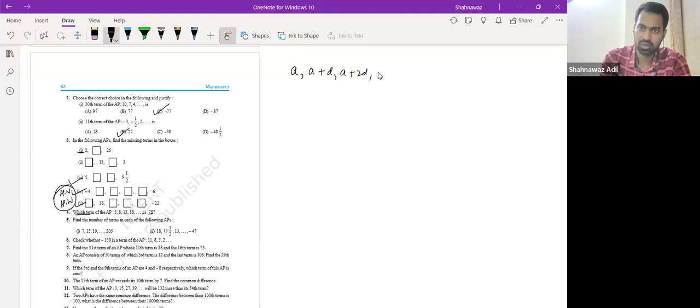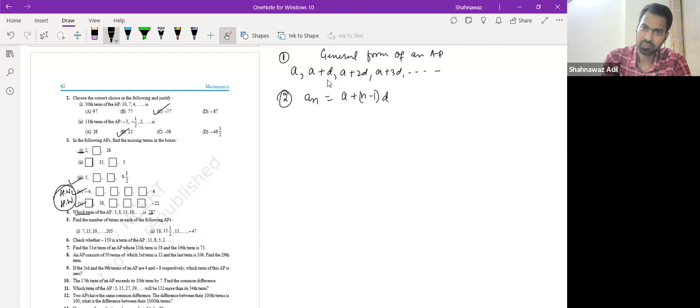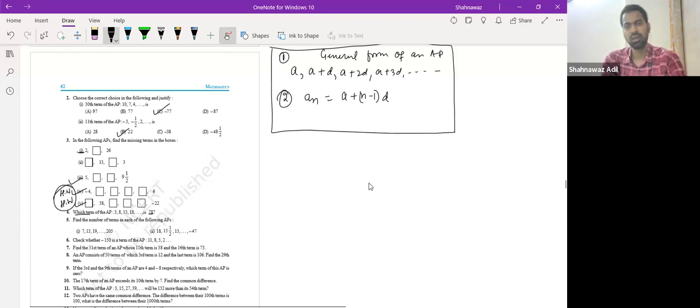Common difference is the same. So this is the general form, right? And then we have learned that the nth term of an AP is what? A plus n minus 1 into D. Right, so we only need to remember these two things for the first and the second exercise.